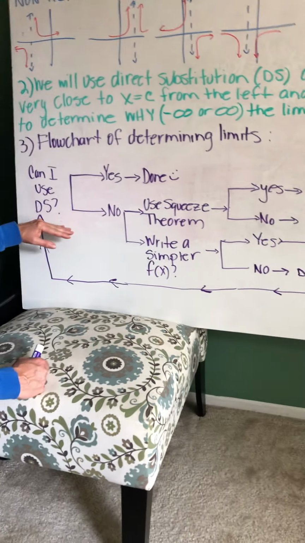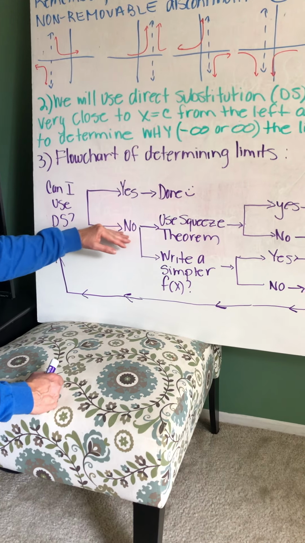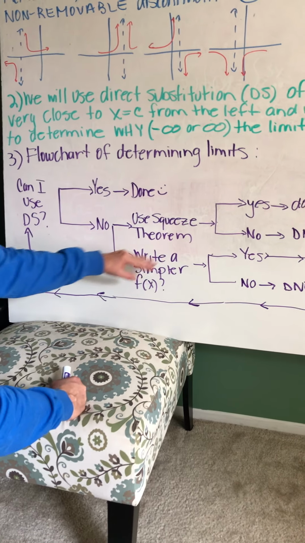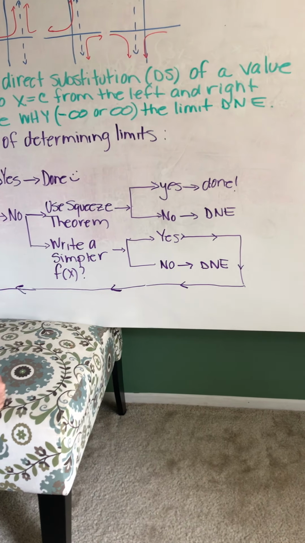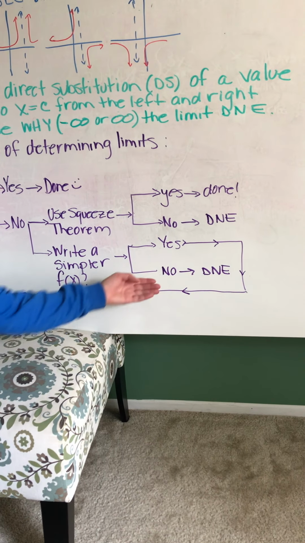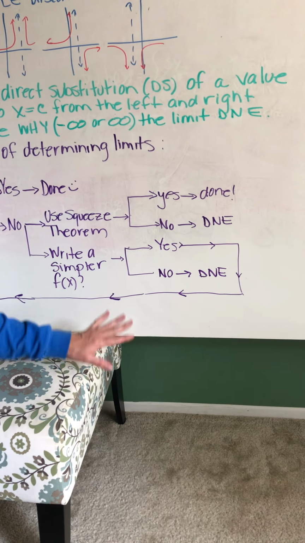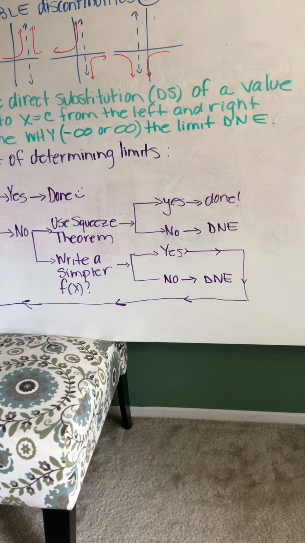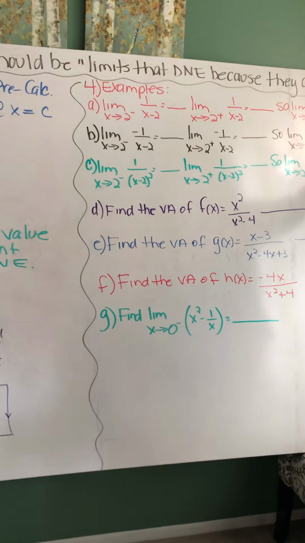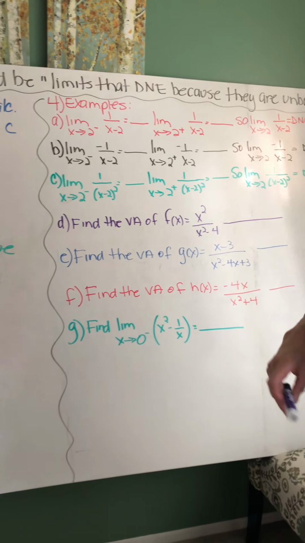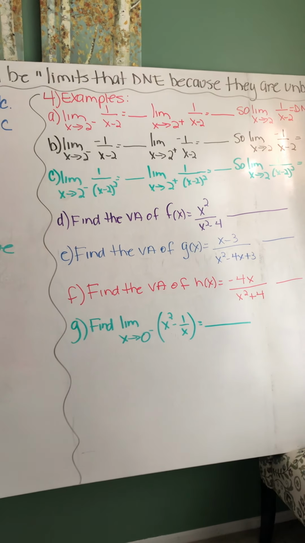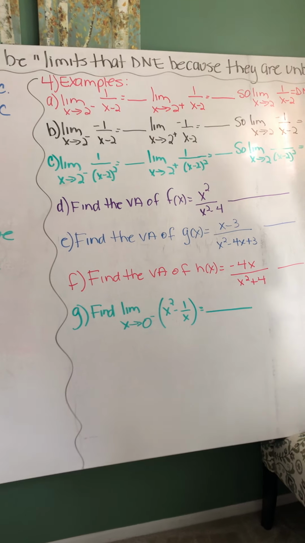Okay? Again, let's go back. Can I use direct substitution? No. What if you can't use the squeeze theorem? Can you write a simpler function then? If yes, you write a simpler function, come back around and say, can I use direct substitution? And again, if no, the limit doesn't exist, right? You've tried everything. Okay, so there's a little flow chart of our thinking on limits. Now let's come on up here and notice what we have is these are limits that I already told you do not exist. We're going to evaluate the limits from the left and from the right and say if it's approaching negative infinity or positive infinity.